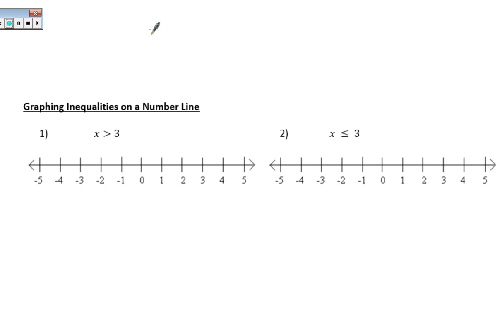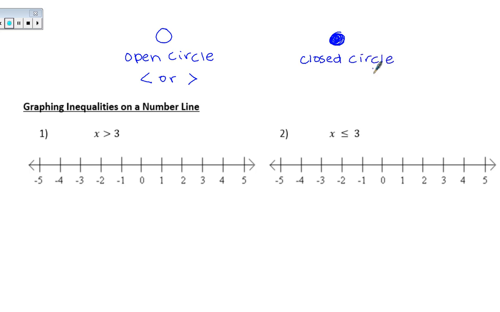Okay, so once you've been able to translate an inequality into something like x is greater than 3 or x is less than or equal to 3, the other thing we need to know how to do is graph the inequalities. A key for all of these graphs: you're going to be using an open circle whenever you see the less than or greater than sign. That's opposed to a closed circle that you're going to shade in fully, which is only used when we have a less than or equal to sign or a greater than or equal to sign.